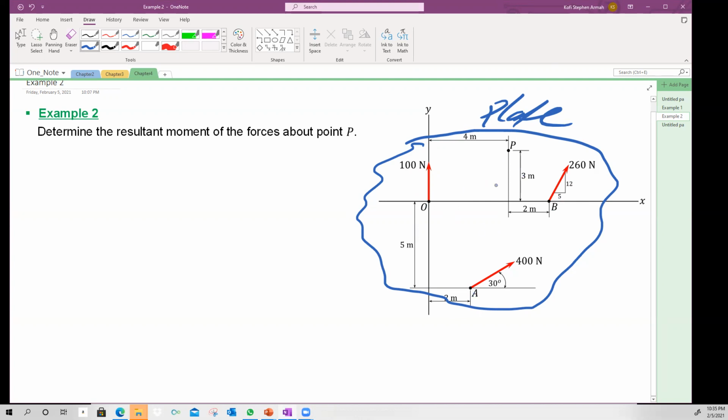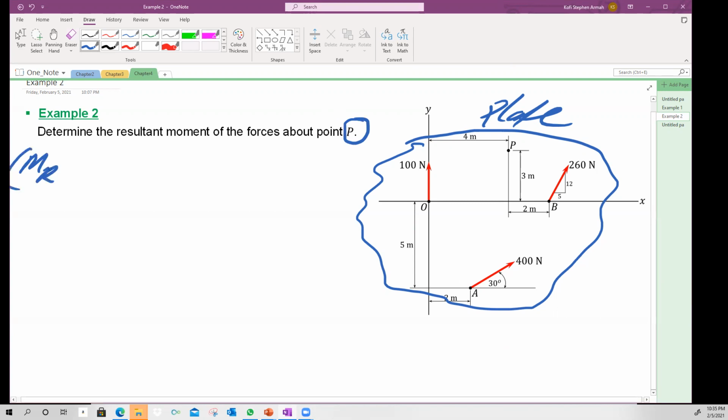We can take moment about any point. I can take moment about point O, in that case this force will not have moment. I can take moment about B, this will not have moment. If I take moment about A, this will not have moment. So moment can be taken at any point, and the turning effect at different points might be different. In this problem, the question wants us to take moment about point P.